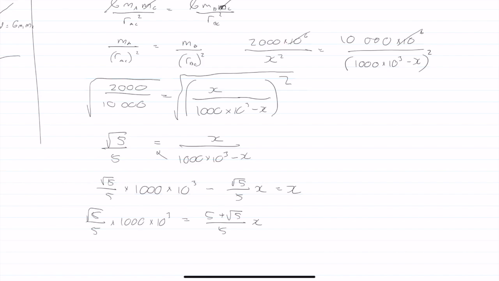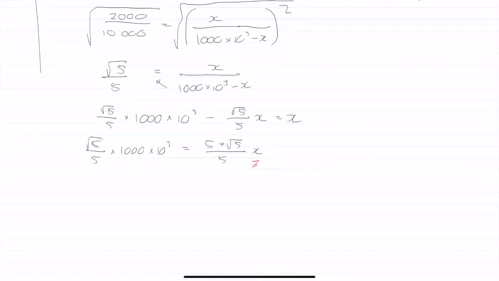Okay, now I have x. I can solve for x very easily just by dividing everything by this term right here. So I'm going to take the left hand side, which is square root of 5 over 5 times 1000 times 10 to the 3 divided by this expression right here. And x is equal to, let's get this in meters first, 309,016.7 meters.